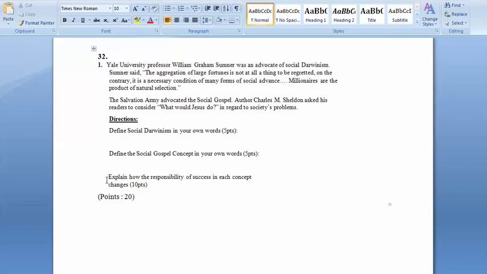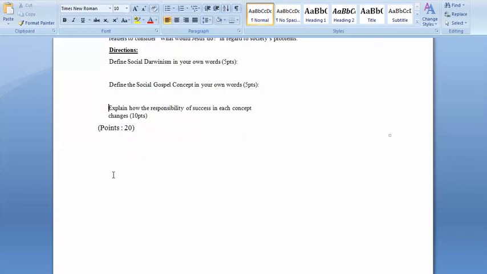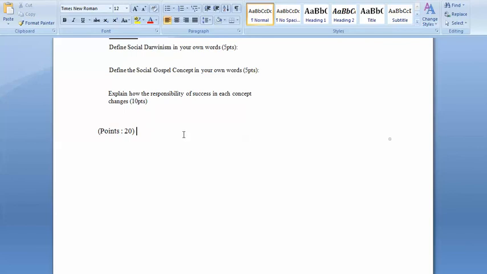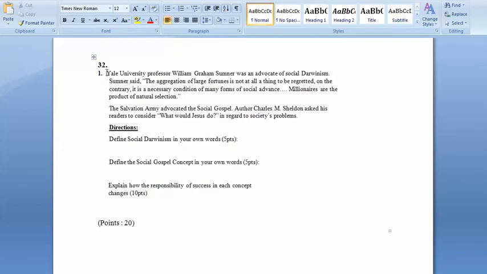In the directions for this question, it's going to ask you to define social Darwinism in your own words. Do not copy a definition out of the book or off of the internet. You also want to define the social gospel concept in your own words. Those two concepts you're going to define for 5 points each. The third part, you're going to explain how the responsibility of success in each concept changes. So, who's responsible for the success of an individual or a company in social Darwinism? And who's responsible for success in the social gospel concept? That portion of the question is worth 10 points. The total points for number 32 is 20.